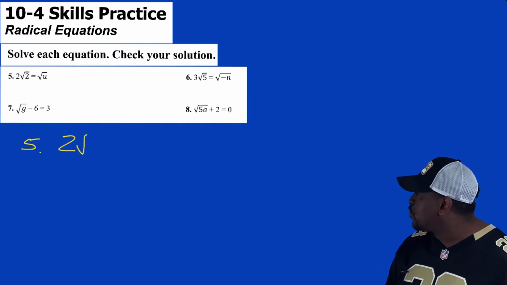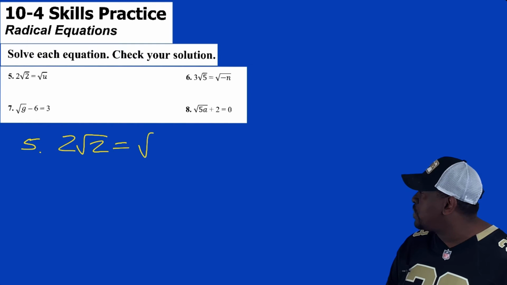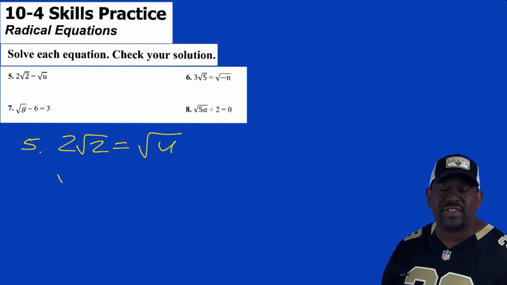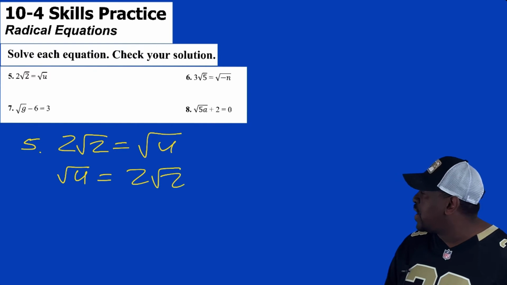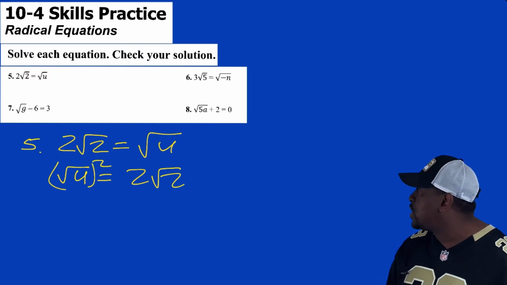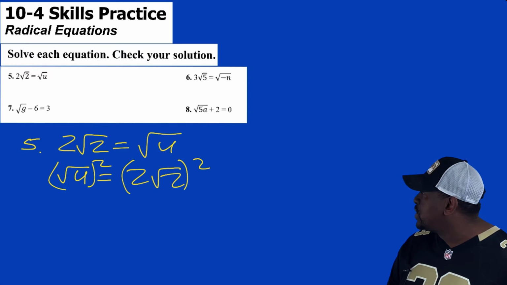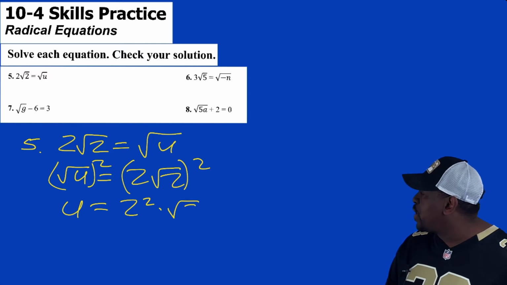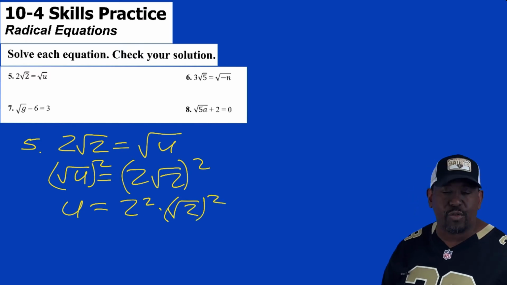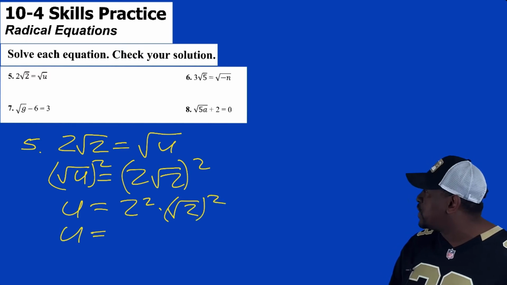Let's go to another group. Now we have a different problem. We have a radical on the left side of the equal sign and a radical on the right. So we put our variable on the left like we like to do. The square root of u is equal to 2 times the square root of 2. We square both sides to get u. We must square both the 2 and the square root of 2. That's the property of roots.